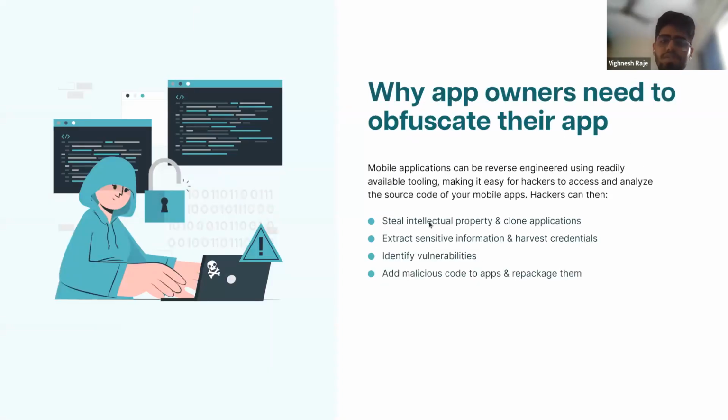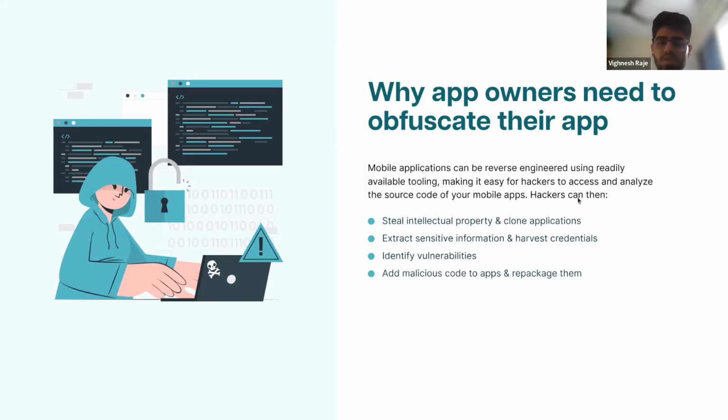Why do app owners need to obfuscate their apps? Mobile applications, mostly Android based applications, are usually written in Java or Kotlin. Once an application is shipped, it can be easily reverse engineered to the Java code using tools like Jadx and others. So it is very easy for an attacker, or anyone who wants to have a look at the code, to just throw the Android app APK in Jadx and look at the code.